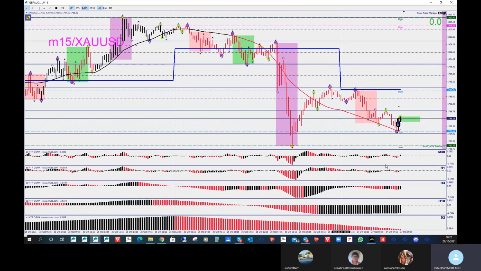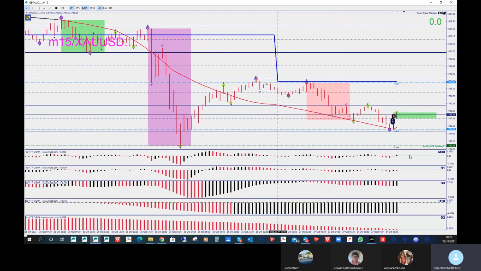I think we have an entry. I have to remember or ask Santiago about the rules for entering. If we take the D2 to enter in the 15 minute, but we have in the 15-minute chart a 30 filter cross.